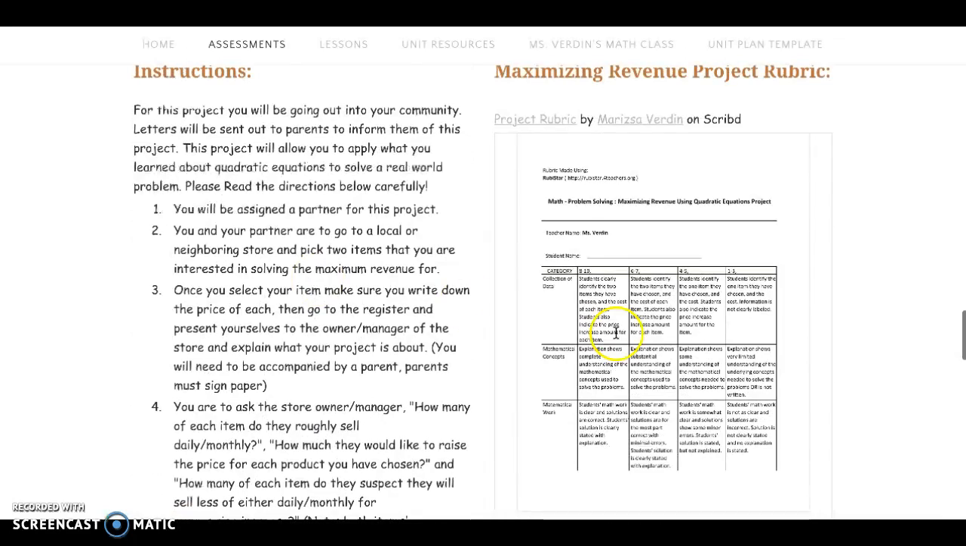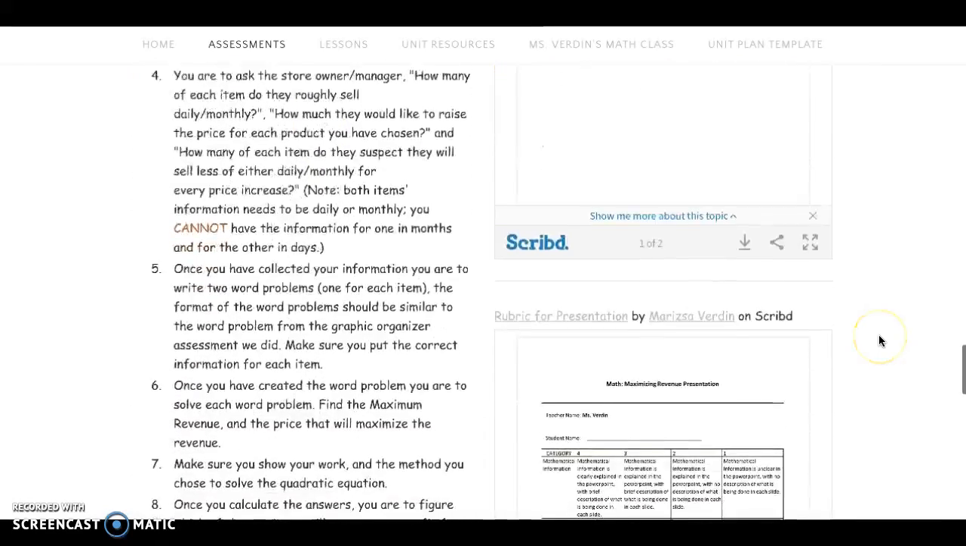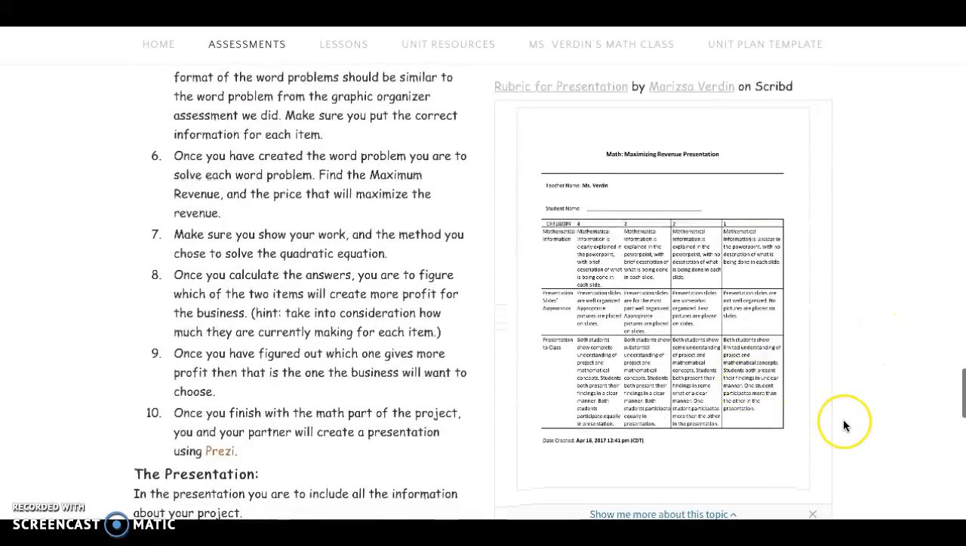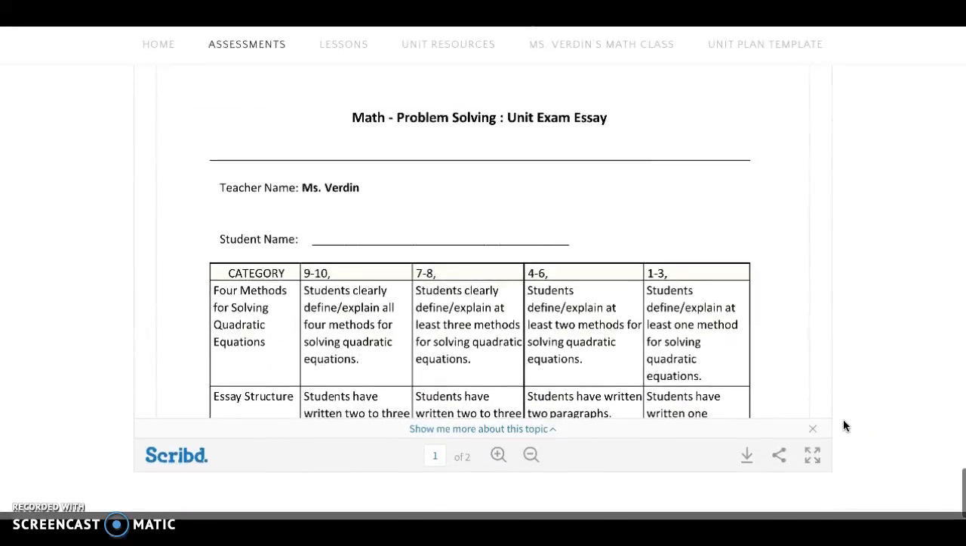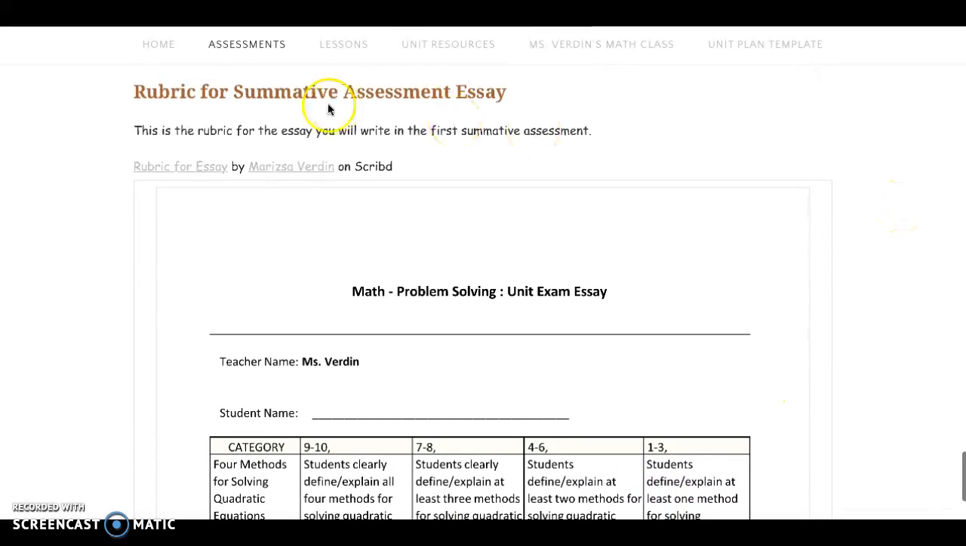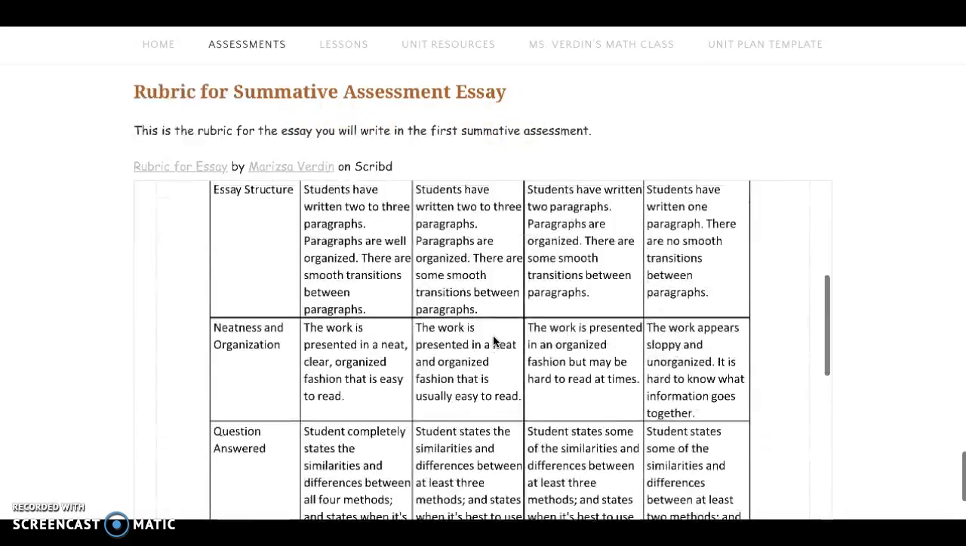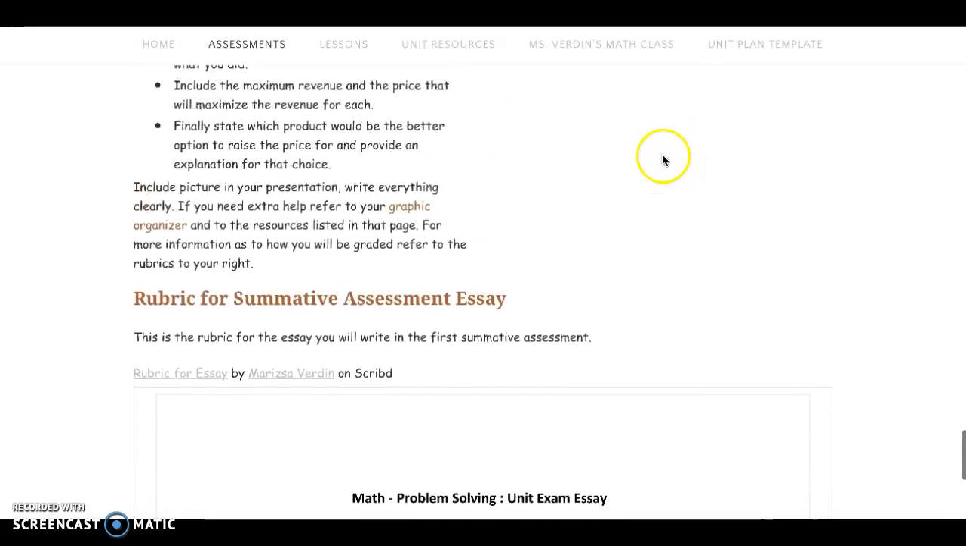And here we have a rubric for the project, and then we also have a rubric for the presentation. Also, the students do have a rubric for the essay, for the summative assessment essay that they will be doing, just to give them an idea of what is going to be expected from them for that essay.